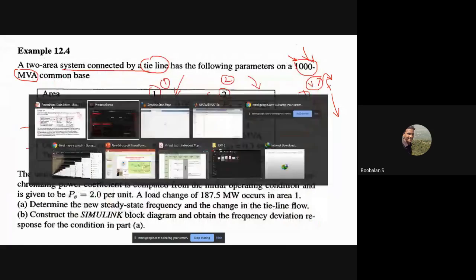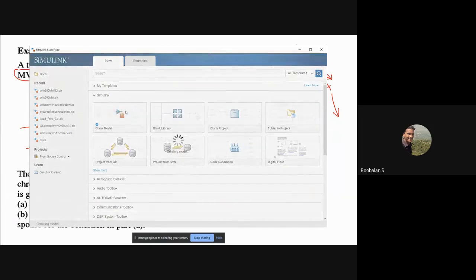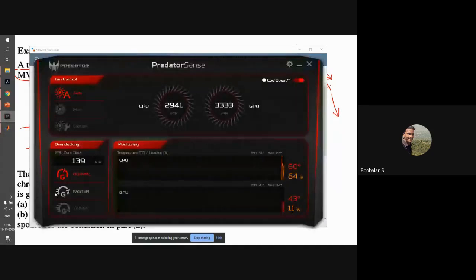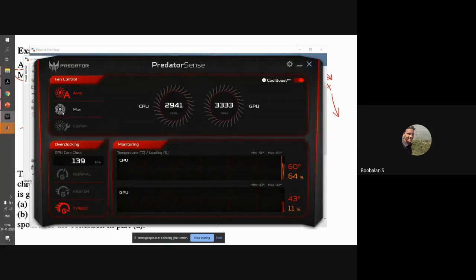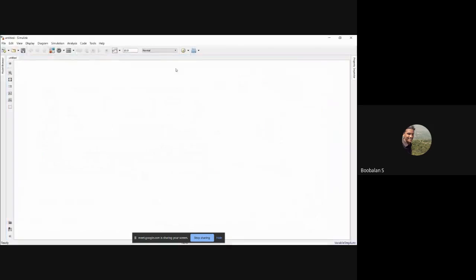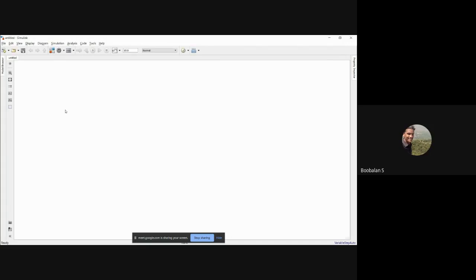Yeah, we'll continue. I think my turbo is not working on this. Okay, start a new model by clicking create new model. Yeah, turbo is not turned on. Yeah, now it's okay. Now we'll continue. I think the entire screen is now visible, right? Yeah, I could see it. Yes, sir. Yeah, now we'll just proceed.